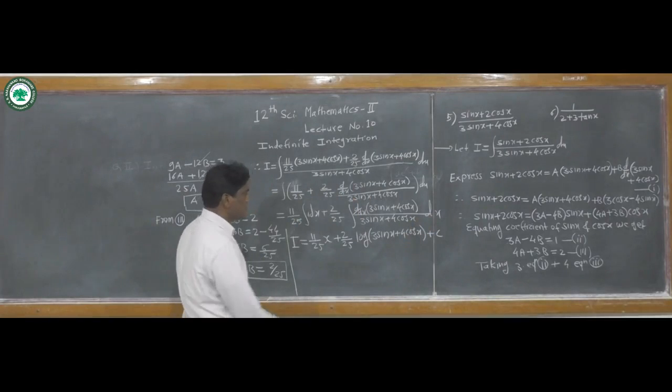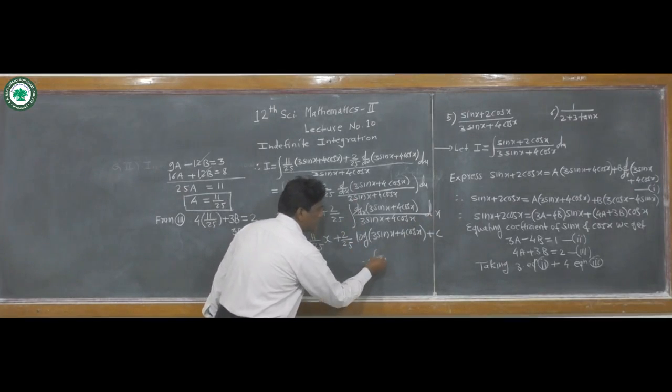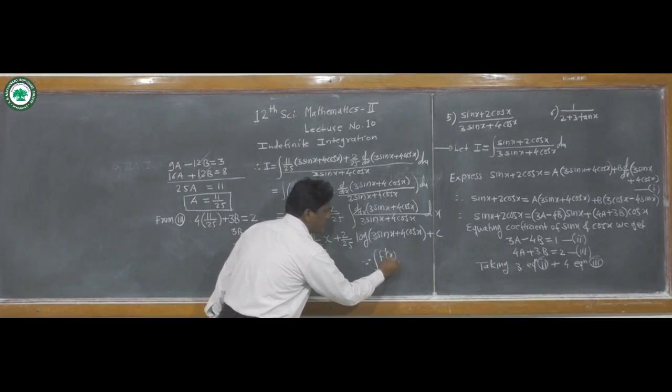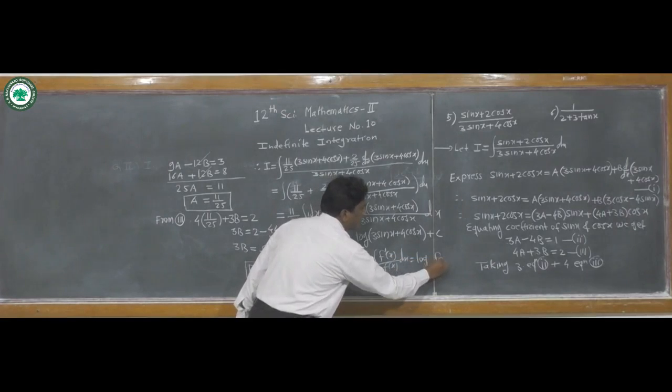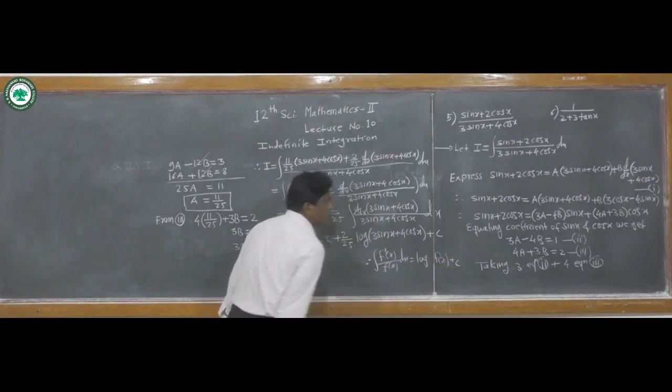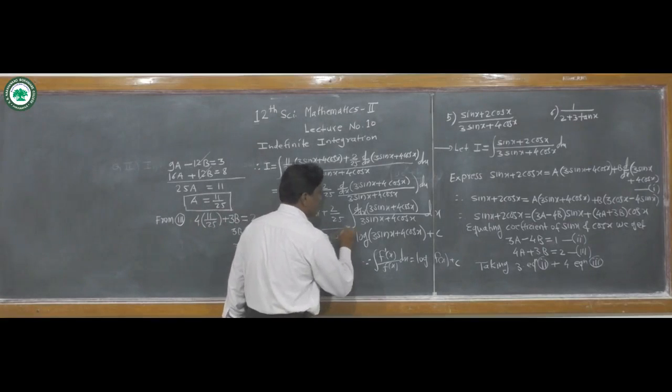This is the final solution. Which corollary do we use here? Since integration of f dash of x upon f of x dx is equal to log of f of x plus constant of integration. And so this is the solution for this fifth problem.